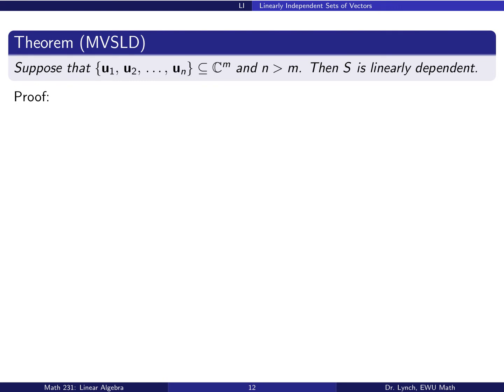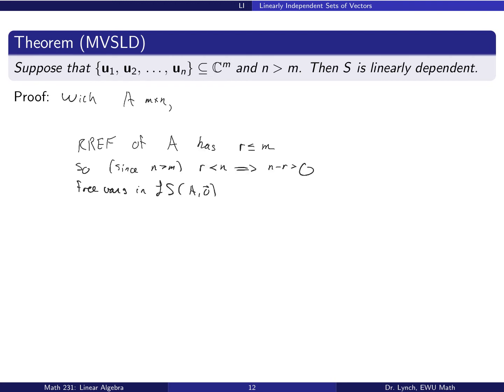Okay, and the proof of this is pretty quick, right? When A is an m by n matrix here, m rows because each vector is an element of Cm and n columns, then r must be less than or equal to m so that n minus r is positive. Okay, this is just a theorem from homogeneous systems of equations where you have more variables than equations restated, but the idea here is that the row reduced echelon form tells us that n minus r has to be greater than 0 number of free variables.